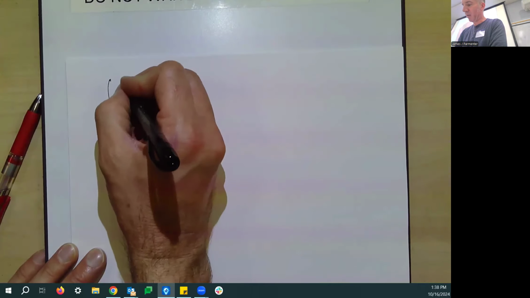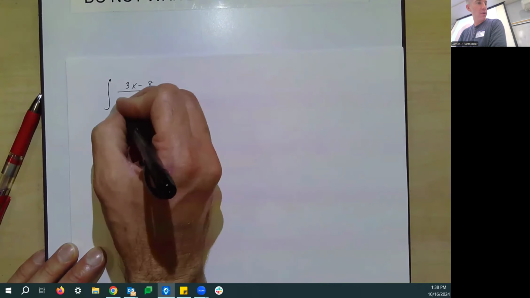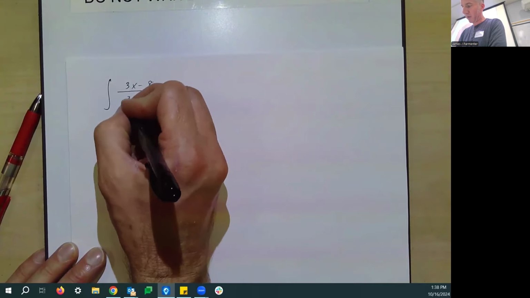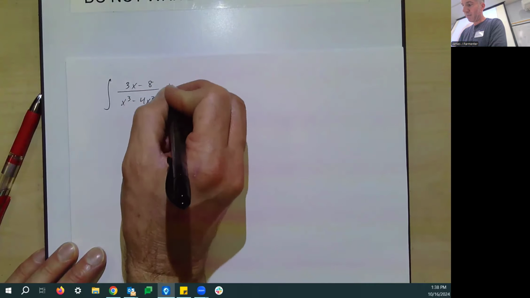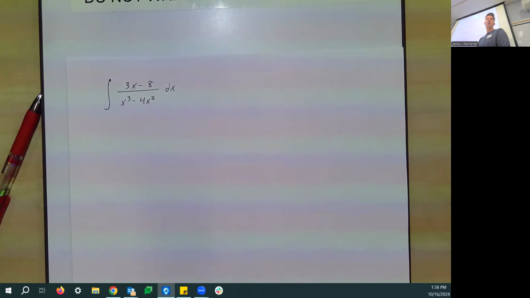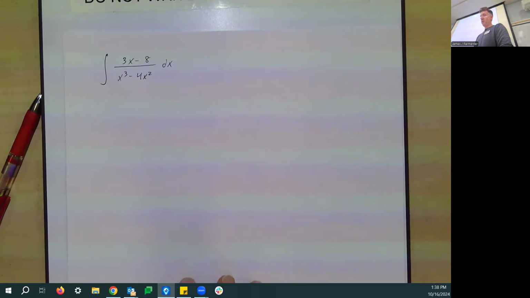All right, more examples. I like this example better. So let's look at the integral of 3x minus 8 over x cubed minus 4x squared. So this meets all the criteria: rational, degree on top is less than the degree on the bottom, and the denominator does factor. Also, a u sub wouldn't be good here.